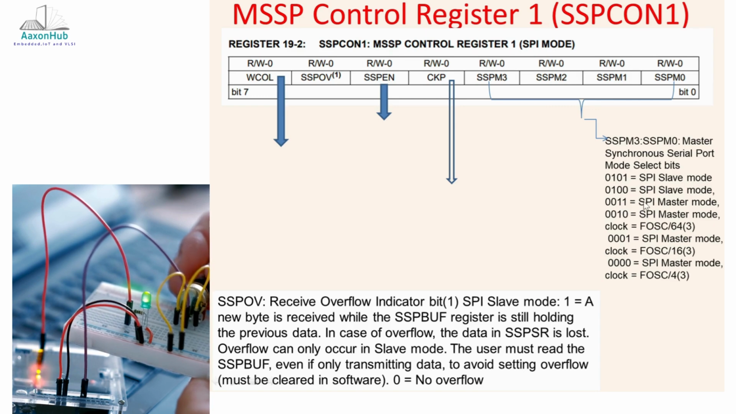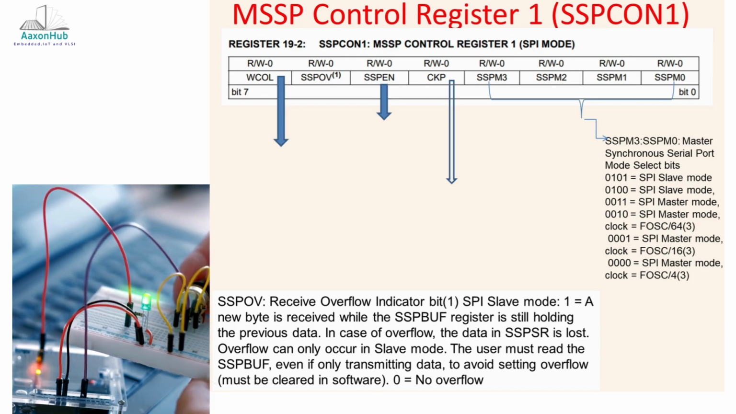Next is SPI master mode. So 0011 is SPI master mode, and for this mode of operation the clock will be given from your Timer 2. Similar to this, again SPI master mode is there, but the clock source is now system clock divided by 64.